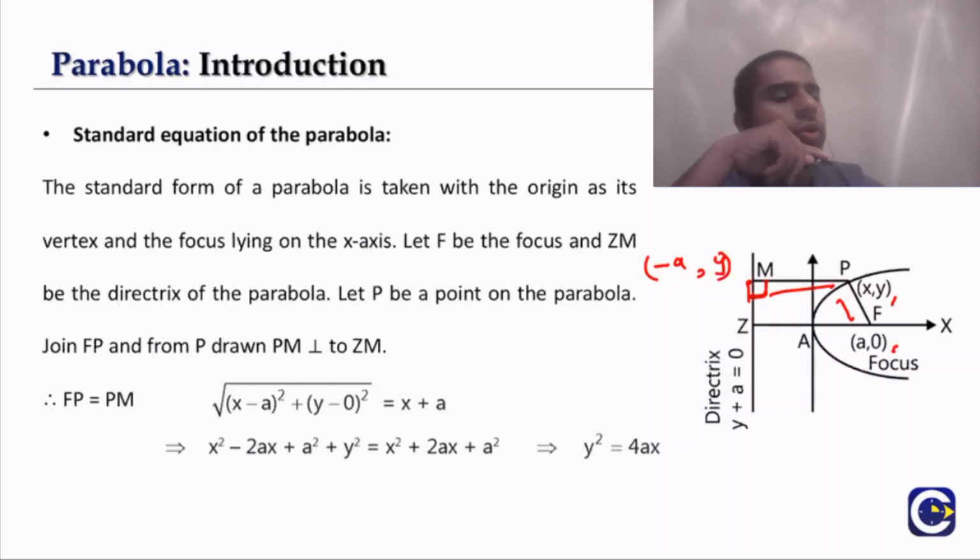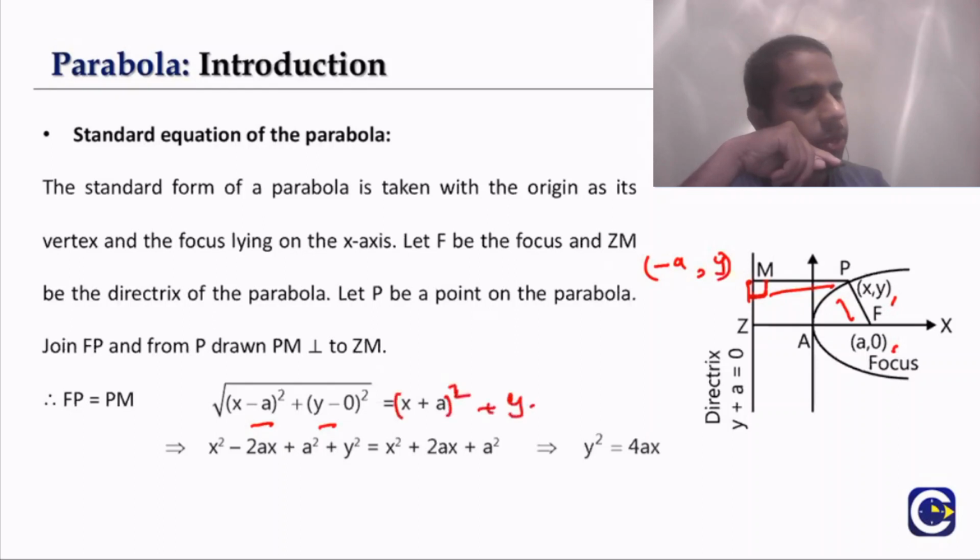Now you just need to calculate the distance between two points, which you have covered in the previous bridge course. The distance between P and F is given by the square root of x minus 0 whole square plus y minus 0 whole square. The distance between P and M is the square root of x minus of minus a, that is x plus a, the whole square, plus y minus y the whole square.